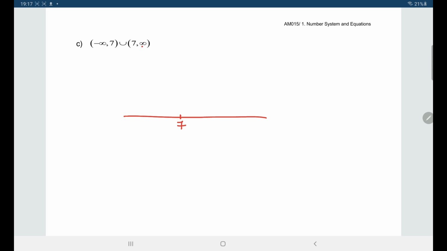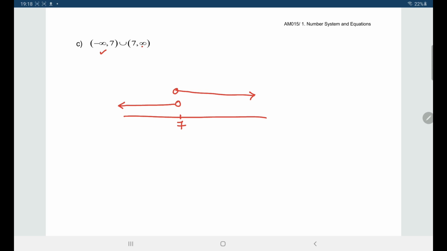Okay, so we mark here number 7. Next step, represent the first interval on the number line. So we draw from number 7 to the left. At number 7, we draw an empty circle because number 7 is not included. Next interval from 7 to the right. Number 7, empty circle because the number 7 is not included.